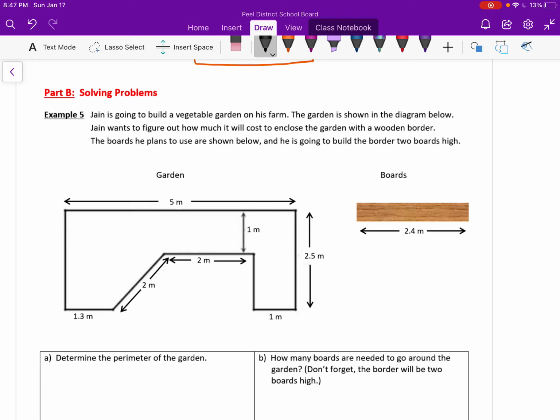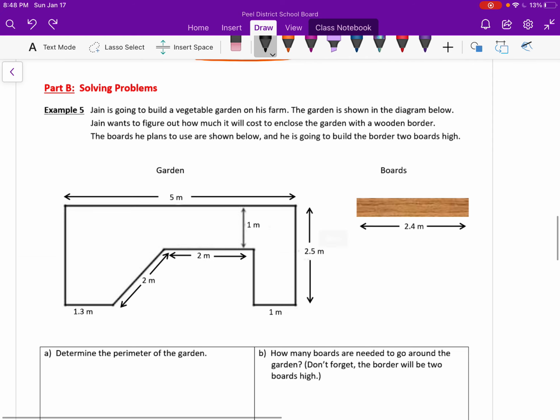So this says Jane is going to build a vegetable garden on his farm. The garden is shown in the diagram below. Jane wants to figure out how much it will cost to enclose the garden with a wooden border. He plans on using the boards shown below, so these over here, right? And he's going to build it 2 boards high. So each board that goes down on the ground, he's just going to put one on top of it, okay? Each board is about 2.4 meters, right? What we're trying to figure out is the perimeter of the garden. So this is a great way. Let's go determine the perimeter of this garden.